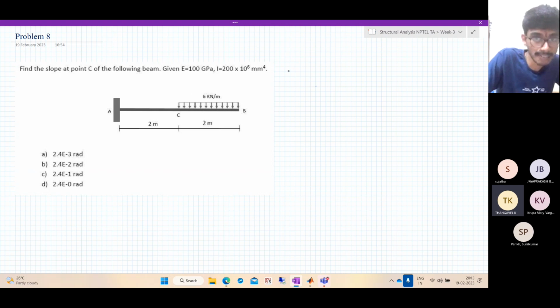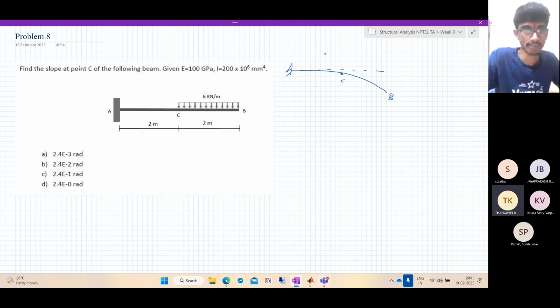Okay, so again, this is a simple problem. This is a cantilever beam, so the deflected profile is something like this. This is the point C. This is the point B. And the tangent here is horizontal. They're asking the slope at the point C. So we now use the first moment area theorem. This is horizontal, so the slope at point A is 0 by boundary conditions. Theta C is nothing but theta C with respect to A.